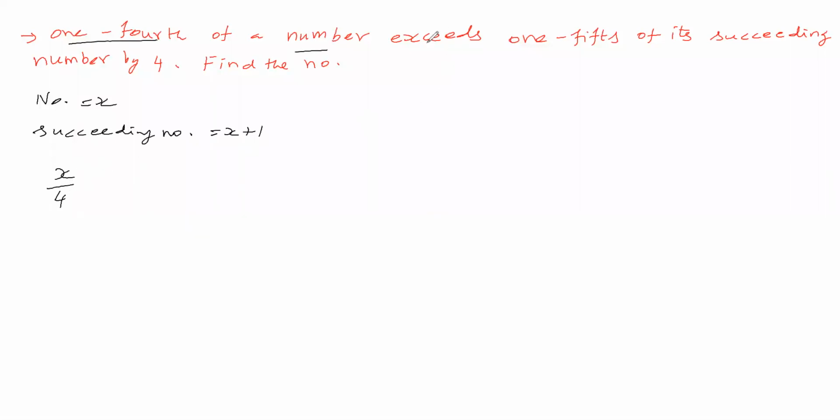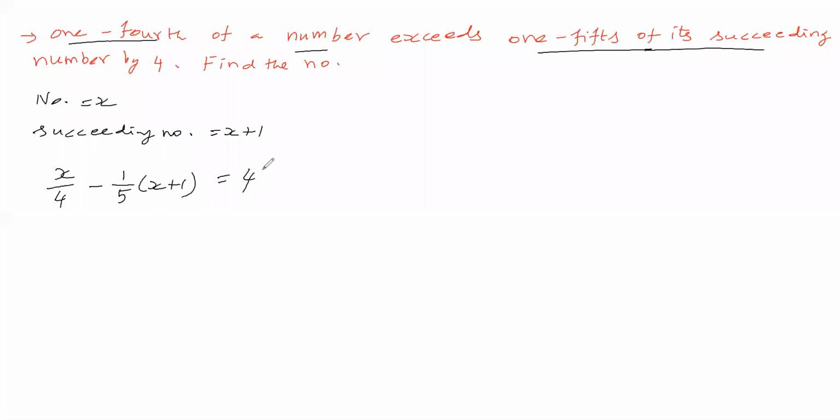Then 1/5 of its succeeding number, in the sense 1 by 5 into x plus 1. Exceeds, therefore minus, by 4. Exceeds by 4 means this is greater than this one by 4.